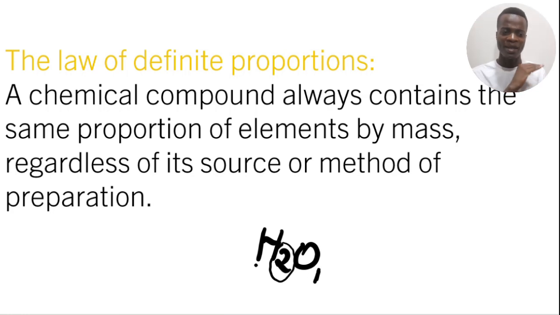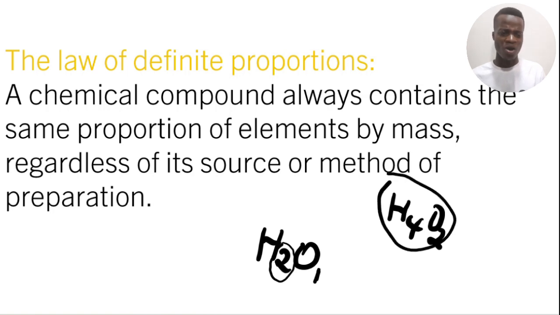So a chemical compound always contains the same proportion. We cannot have something like H4O2 and call it water. This is not water. It would be something else. But if we are referring to the chemical compound that we know, which is water, water should always come in the form H2O.